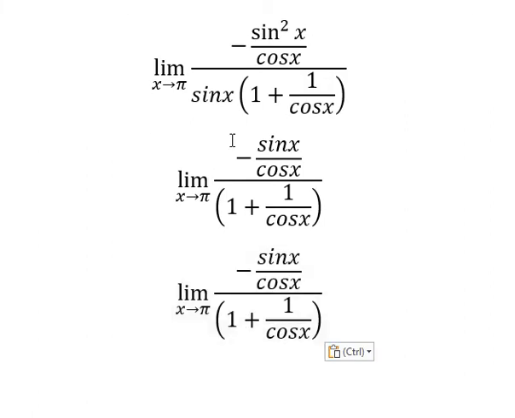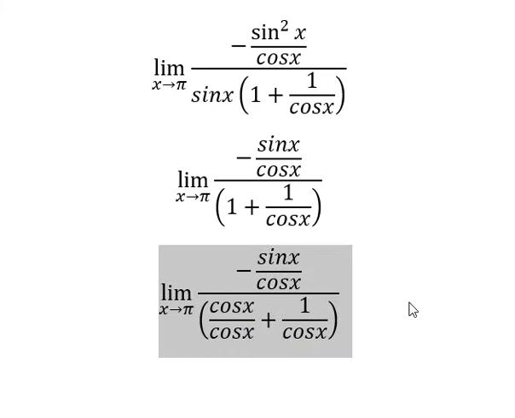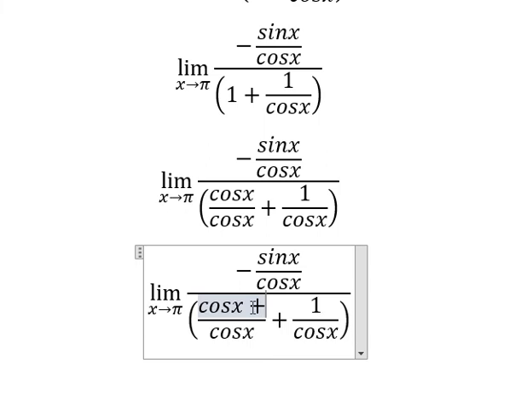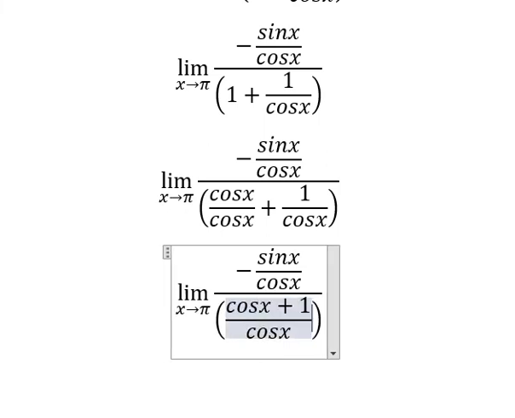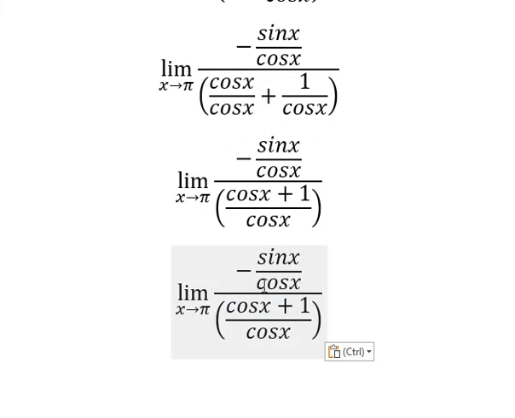Next, about number 1, I will put about cosine S over cosine S to do about common denominator. So we combine number 1 and cosine S in here. Next, we need to simplify cosine S and cosine S.